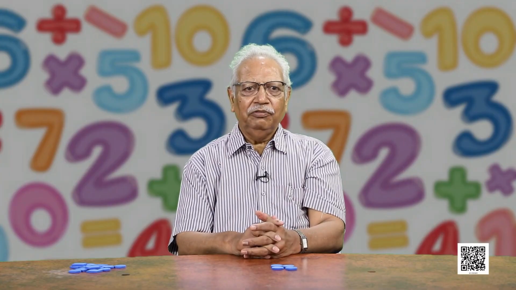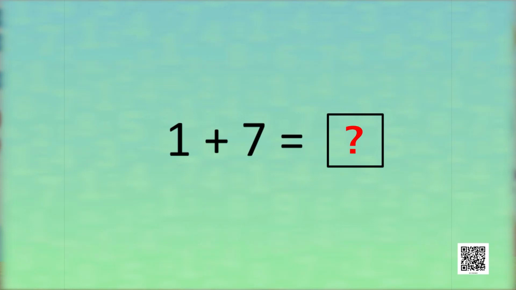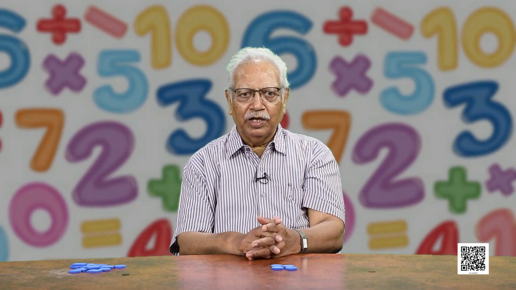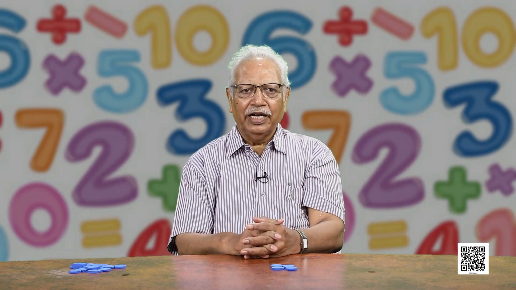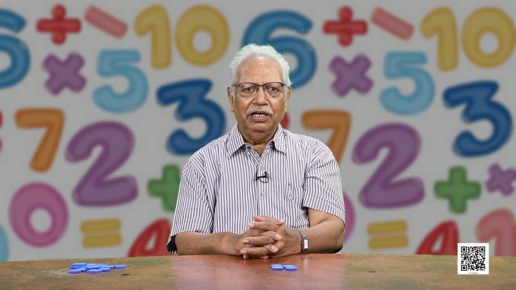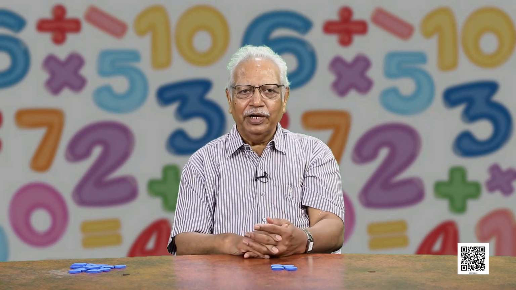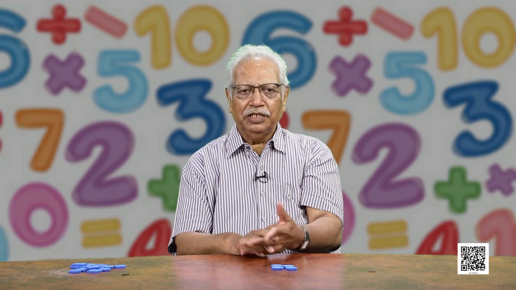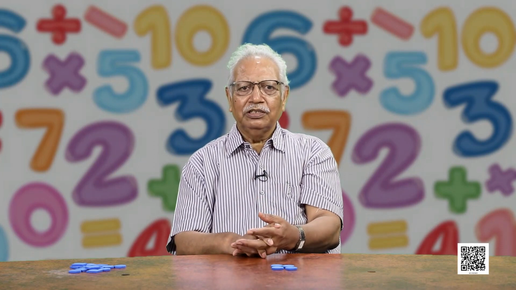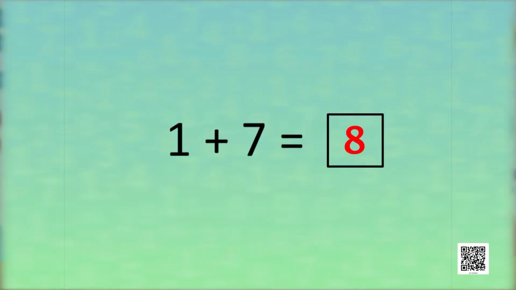And similarly, how can we find out how much is 1 plus 7? We can start from 1 and count forward 7 times, or we can take 7 and add 1 to it. What will be 7 and 1 added? It will be 8. And what will be starting from 1 counting forward 7 times? It will be 8. So, 1 plus 7 is equal to 8.